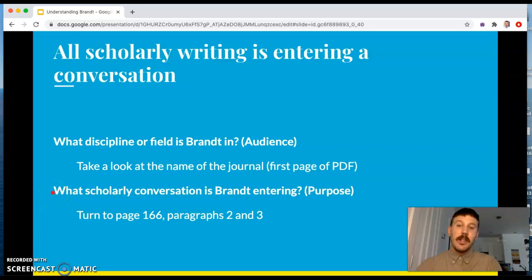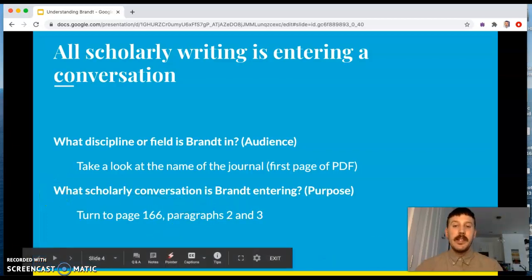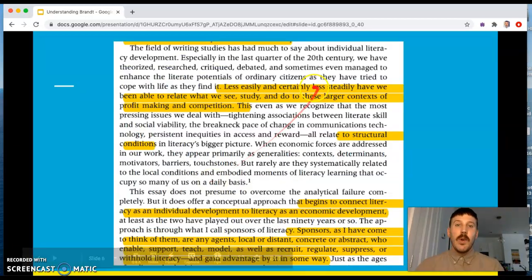So I'm going to turn now to that moment that I've highlighted here, page 166, paragraphs 2 and 3, where we can see how she's entering a specific scholarly conversation in this piece, Sponsors of Literacy. As you'll see in this first paragraph, the field of writing studies has had much to say about individual literacy development. So she's talking to the field of writing studies, and she's saying, we've talked a lot about literacy.